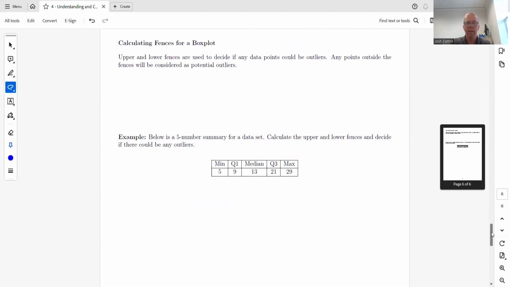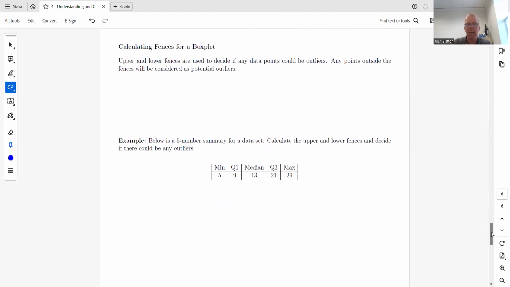And so now we kind of get to the only really calculating part of this. And this is no big deal at all. So calculating fences for the box plot. Where do you set the boundaries for where the outliers might be? We call these fences. We have an upper fence in the top part of the data, and a lower fence in the bottom part of the data. Upper fences and lower fences are used to decide if any data points could be outliers. Any points outside the fences will be considered potential outliers.